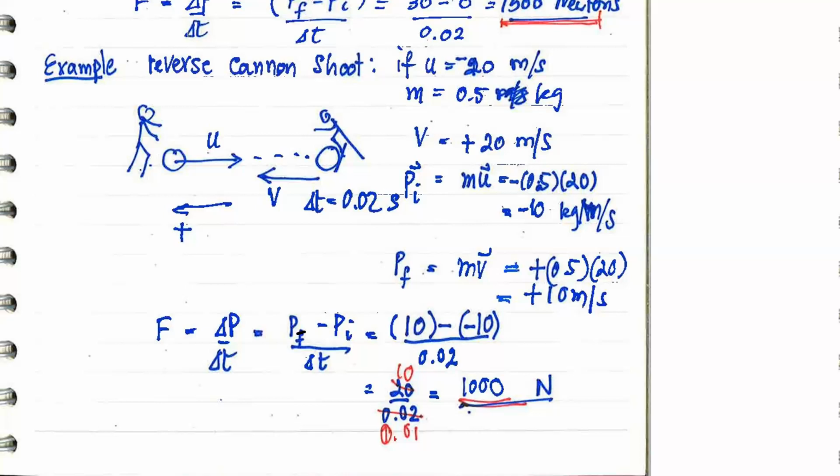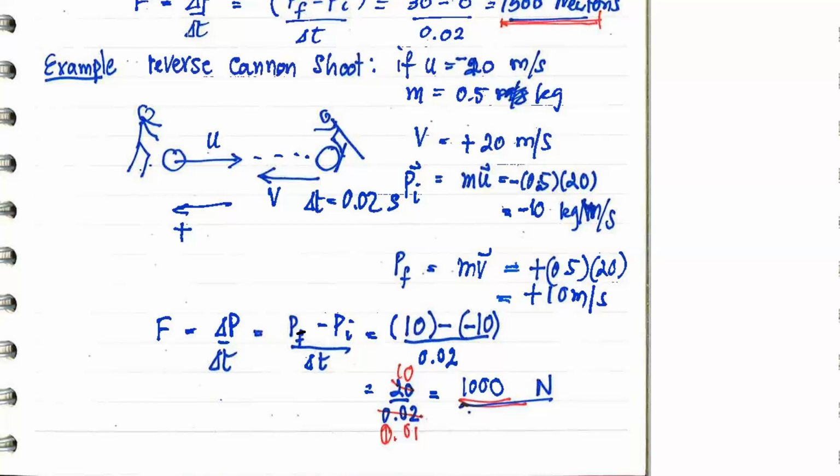You see that the initial momentum is m times u, or 0.5 times minus 20. So it's minus 10 kilogram meters per second. And then the final momentum is mv, so it's plus 0.5 times 20. So it's plus 10 kilogram meters per second.